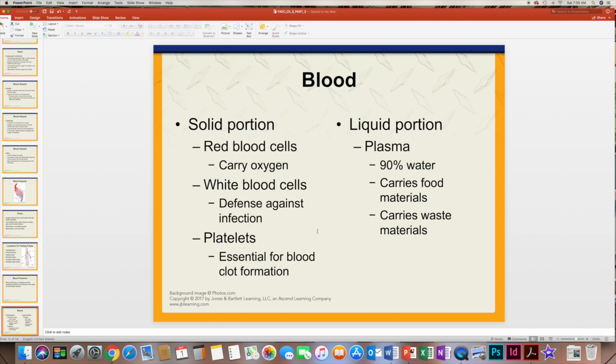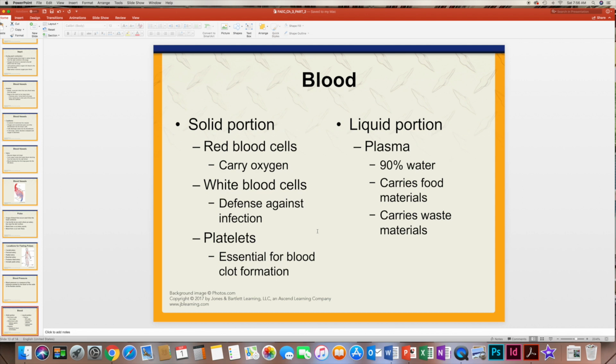The blood itself has different portions you should be familiar with. The solid portion has the cells, like the red and white blood cells and the platelets. The red blood cells are what carry oxygen. So when somebody is deficient in red blood cells, they're not getting enough oxygen throughout the body. Somebody might be anemic and have a low red blood cell count. They may feel more tired and out of breath more, because they're not getting enough oxygen carried throughout the blood.